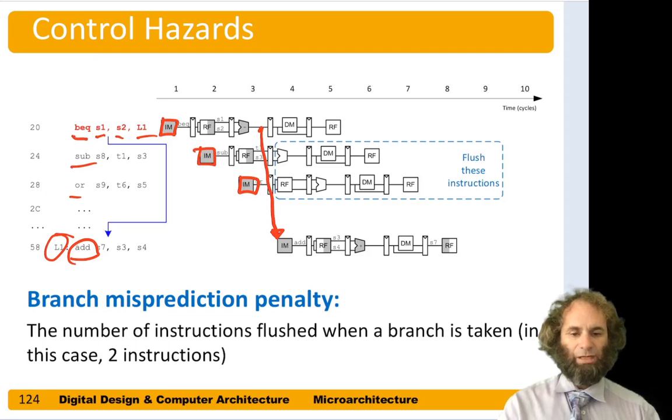But the subtract and OR never should have happened. So we need to flush the two instructions after the branch. This is throwing away work. It's known as a branch misprediction penalty, and it's the number of instructions that have to be flushed when a branch is taken.